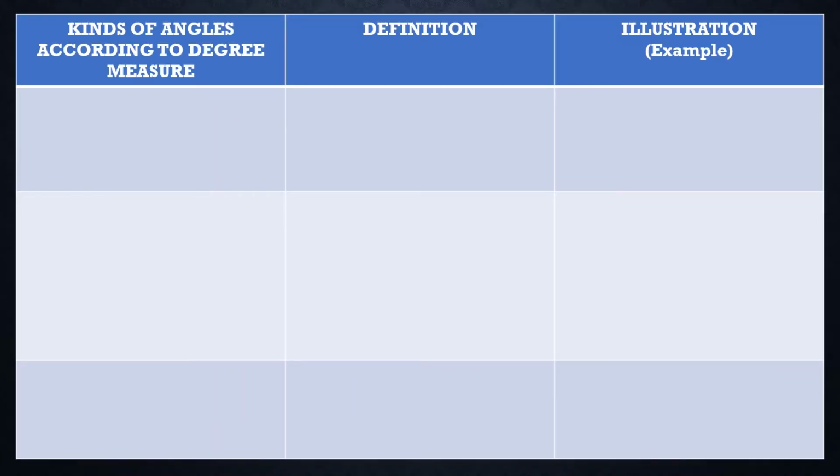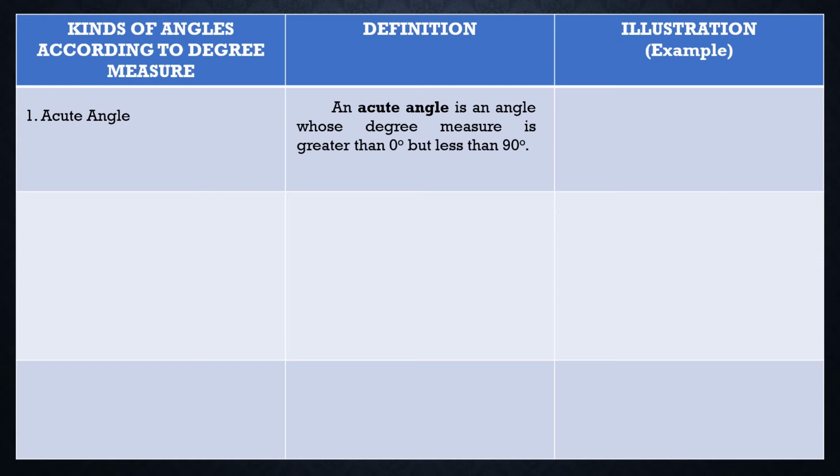Now, angles can be classified according to their degree measure. So the first type of angle is the acute angle. By definition, acute angle is an angle whose degree measure is greater than 0 degrees but less than 90 degrees. Halimbawa nito is 45 degrees. So again, magbe-base lang tayo dun sa degree measurement ng angle. So if it is greater than 0 but less than 90, then we can consider that angle as an acute angle.